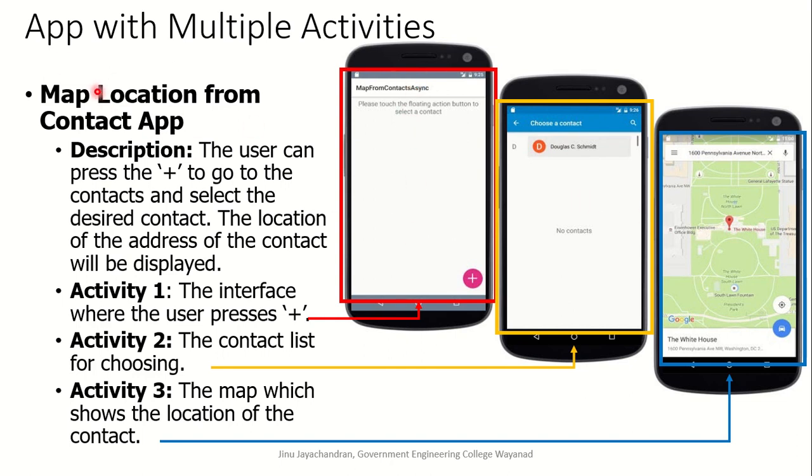So you can have any number of activities in a single application. So you should know what an activity is. Basically, it is the user interface in which you are going to interact with the application or the Android operating system.